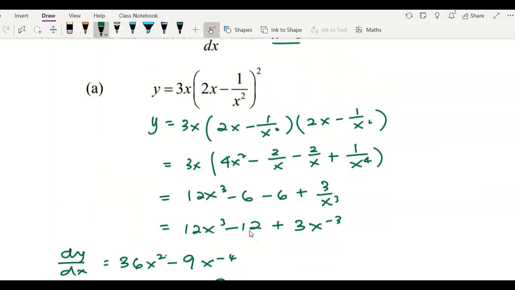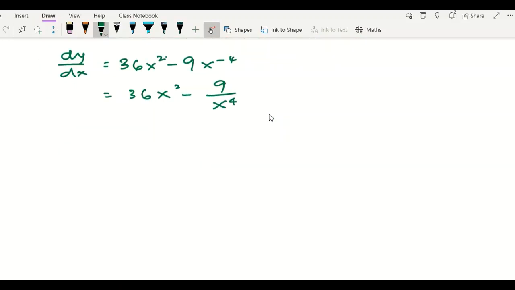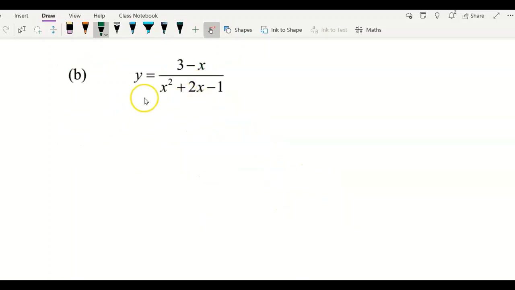Then after that, recall the question. We need to find the value of dy/dx when x equals 1, meaning that we need to find the gradient of the curve y at x equals 1. So we can write this as dy/dx when x equals 1. We substitute this 1 into our x, and find the value: 36 minus 9, which is 27.